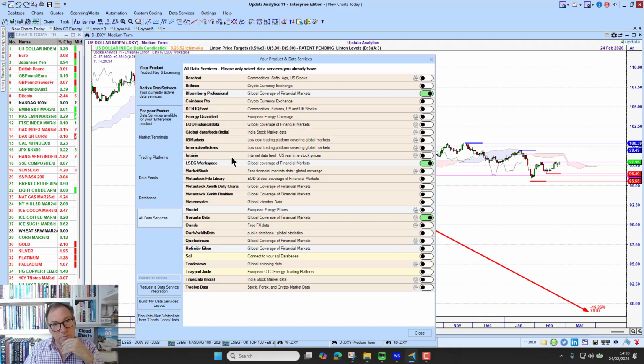MarketStack provides a shorter history of around one year. It's free, and it does have UK stocks, but you will find that the data is quite spiky for UK stocks. That's a common problem.